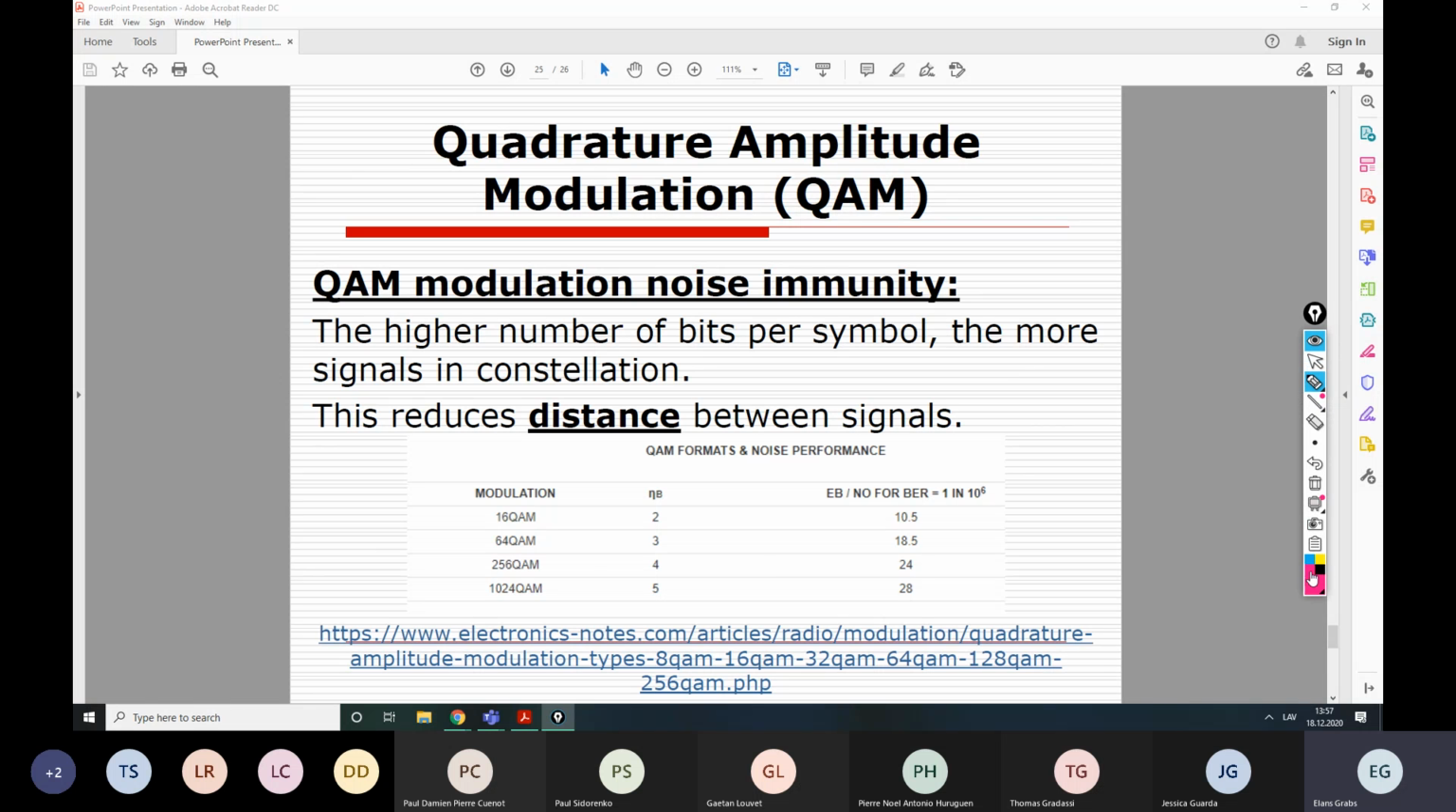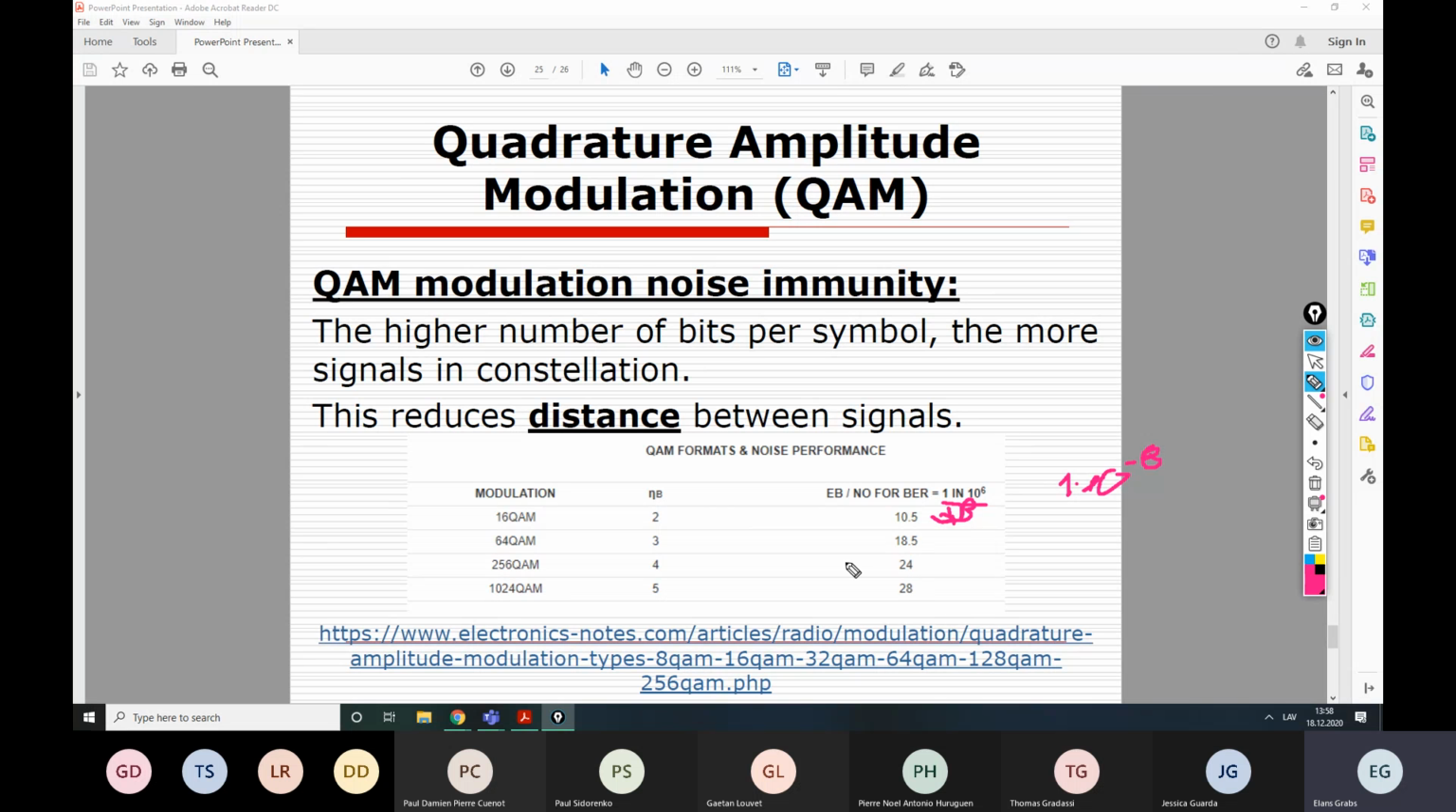So here is some comparison of efficiency and noise performance, right? So the error rate of 1 per million symbols, meaning that is 1 by 10 to the power of minus 6 error rate. For 16 QAM would require 10.5 decibel signal to noise ratio. For 64 QAM, that would require 8 decibels more, as you can see. For 256 QAM, that would require 24 decibels signal to noise ratio, and so on.